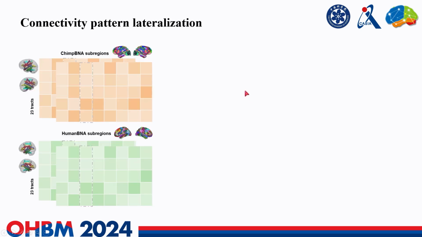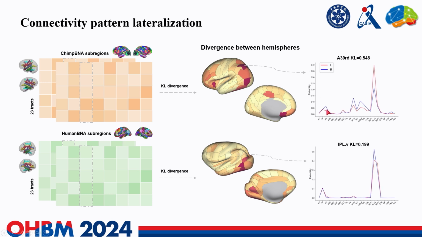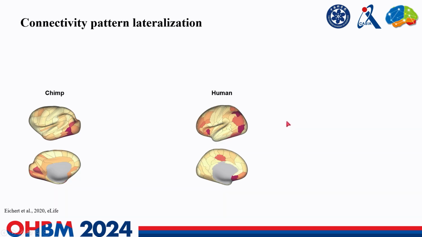We're always very interested in the asymmetry of these connectivity patterns. So here we calculated the KL divergence between homotopic subregions of the two hemispheres, for both species. A higher value in the map indicates a higher interhemispheric connectivity difference between the hemispheres. We could also examine the track distributions and contributions to the subregions.